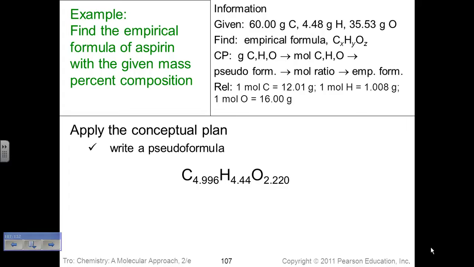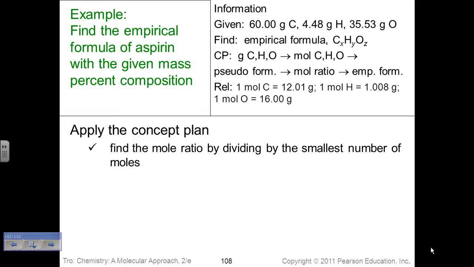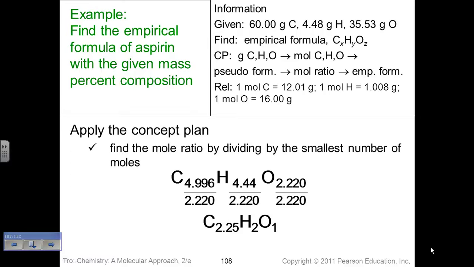We're going to take each one of the elements and divide it by the smallest number. See what we get. Don't round at this point, but divide by the smallest number. Let's see what we come up with when we divide through by oxygen's value of 2.22. Carbon worked out to 2.25. Hydrogen is exactly twice that of oxygen.